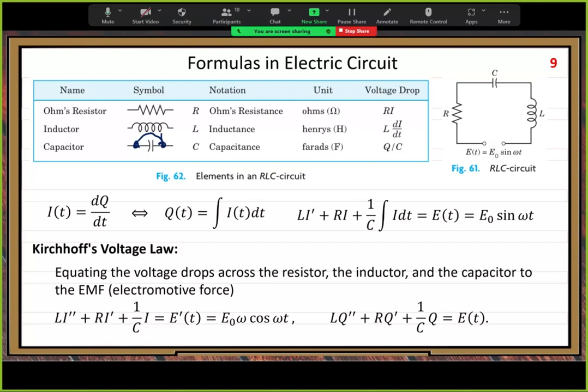So those are the basic formulas. Then we can apply these formulas. We can solve this type of questions.